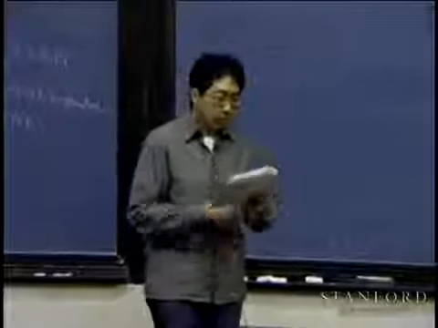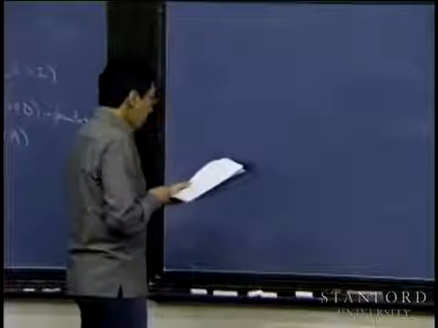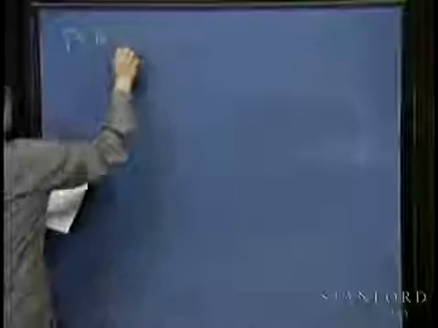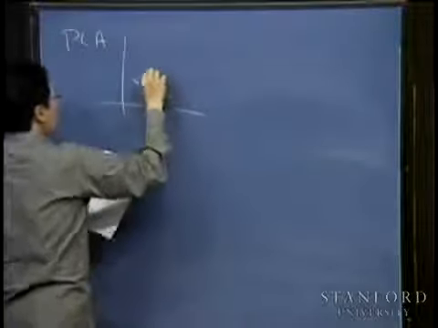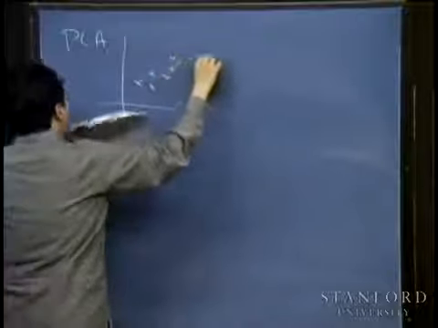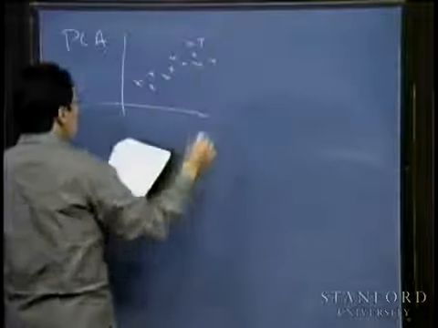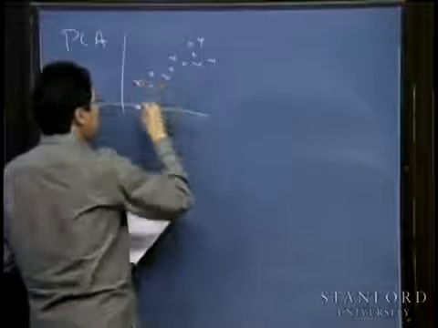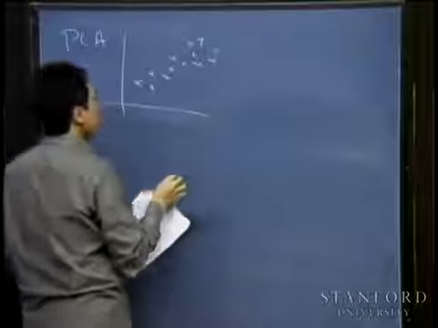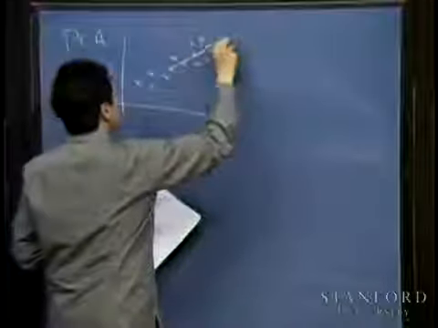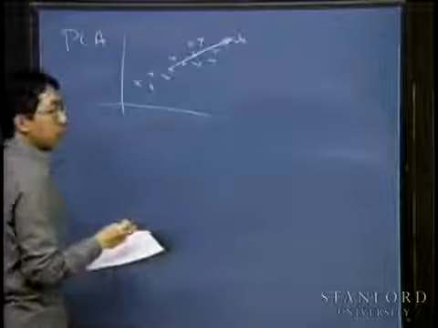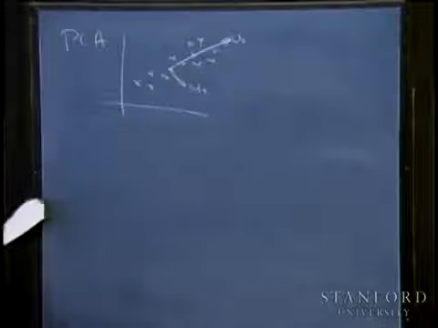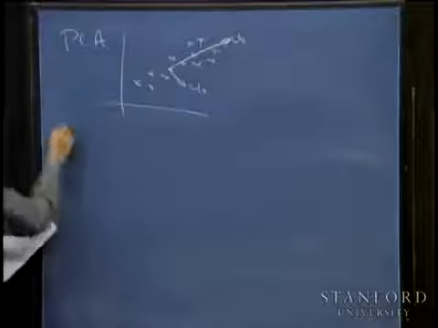Okay, so just to recap where we were with PCA. Principal component analysis. I said that in PCA we imagine that we have some very high dimensional data that perhaps lies approximately on some low dimensional subspace. And so if you have a data set like this, you might find that that's the first principal component of the data, and that's the second principal component of this 2D data.